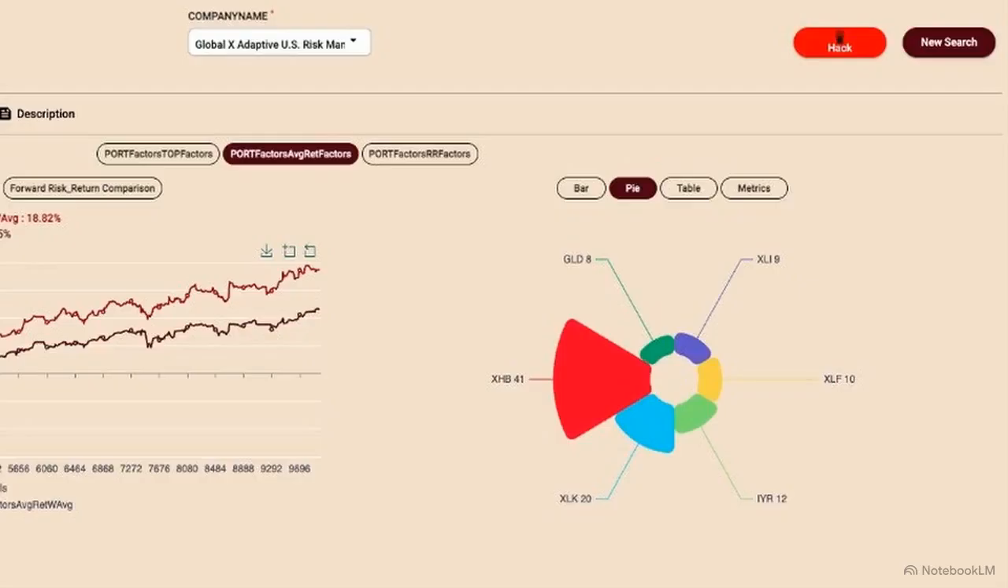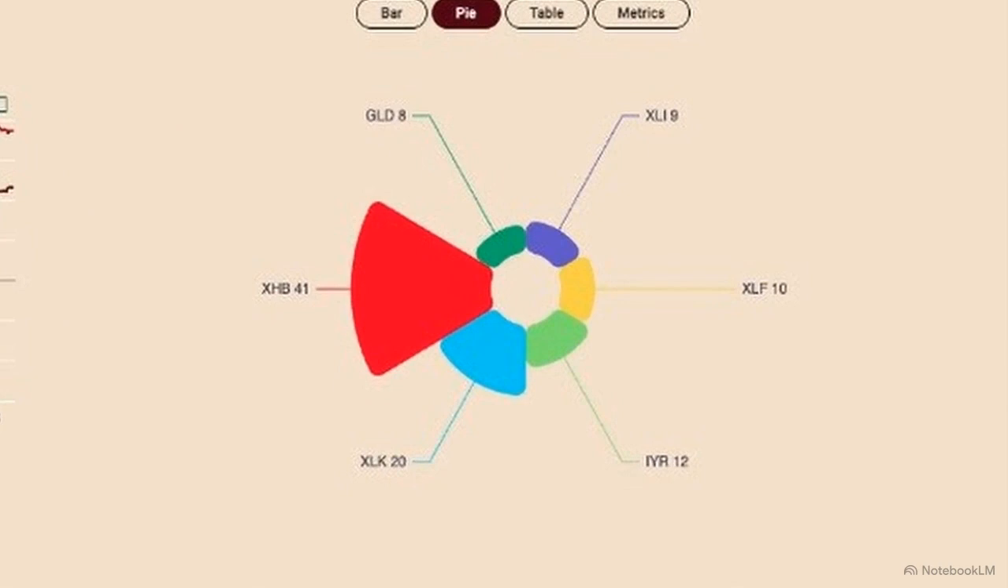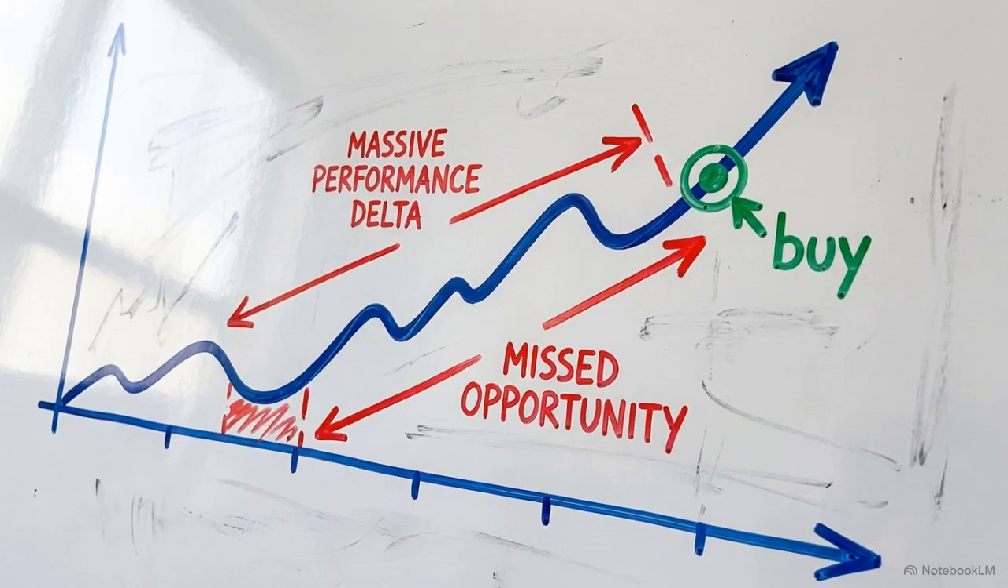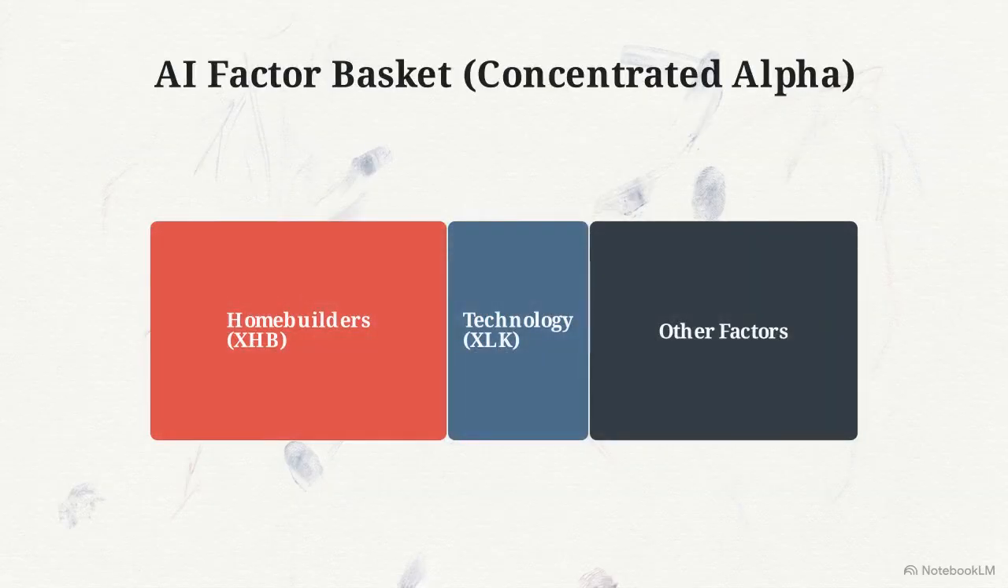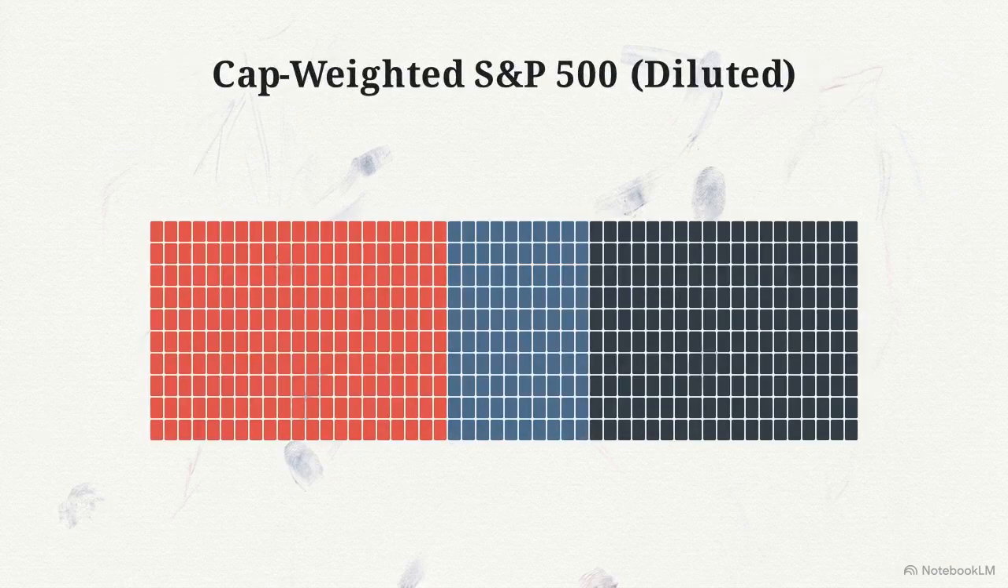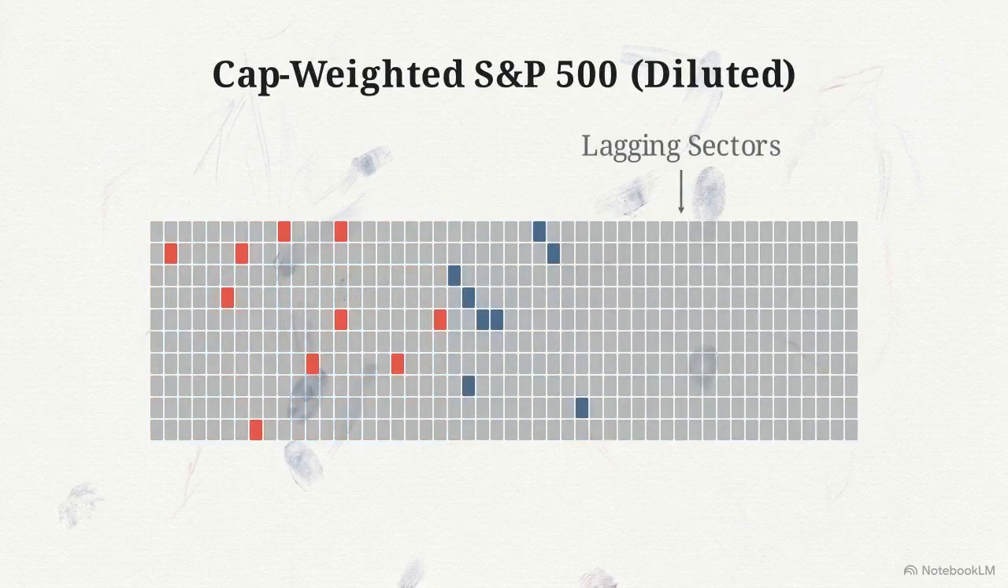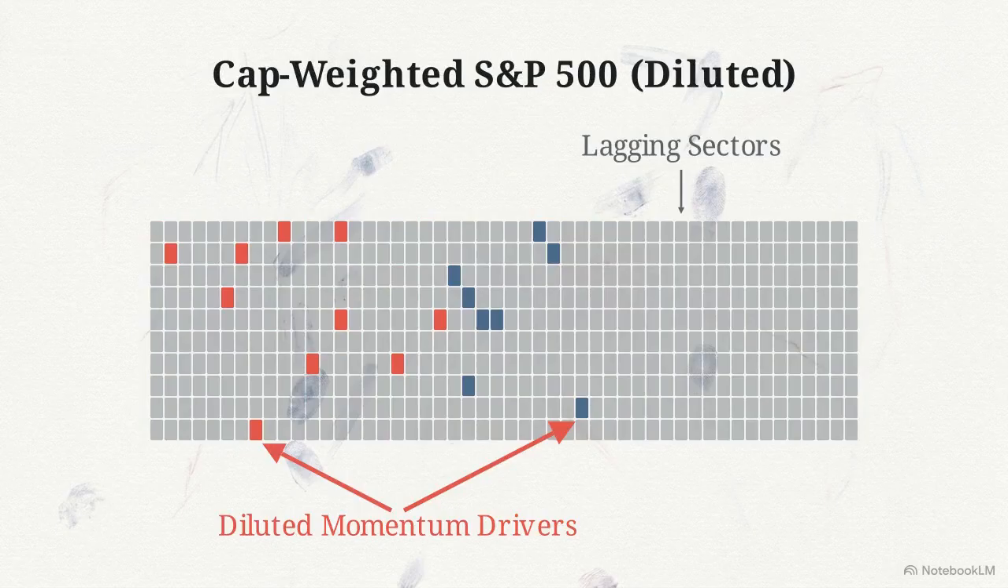The circular chart breaks down the exact DNA required to capture that tactical alpha. The AI weights the portfolio heavily toward momentum, allocating 41 units to home builders and 20 units to technology. ONOF cannot execute this type of precision targeting. When its delayed indicators finally signal a re-entry, the fund is required to buy the entire cap-weighted S&P 500, exposing capital to lagging sectors while diluting the actual momentum drivers.